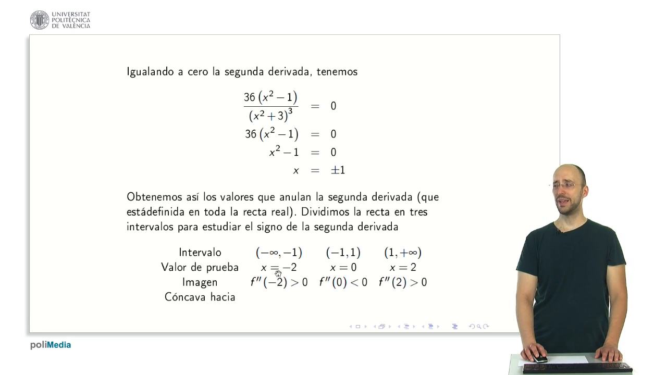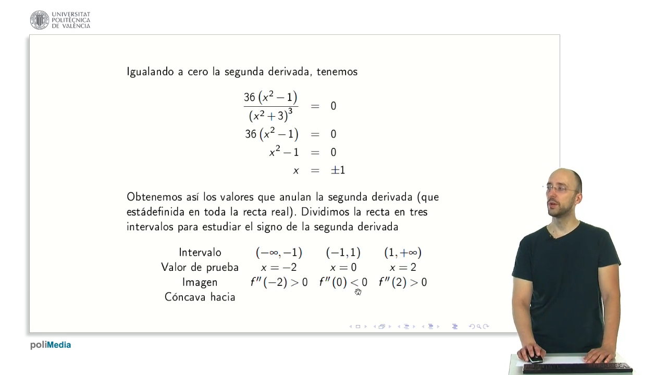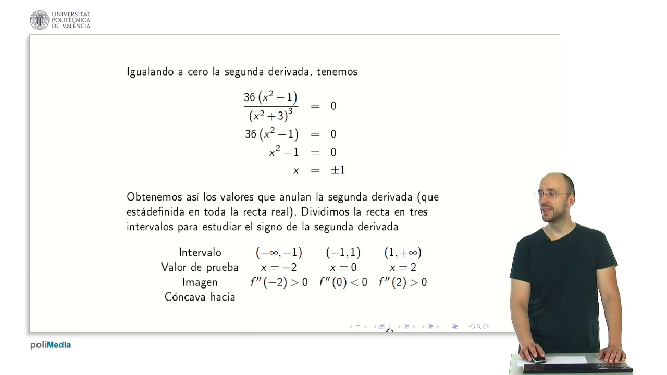Although I haven't included the actual calculations, I've indicated the sign corresponding to the solution. When I substituted x with minus 2 in the second derivative, I obtained a positive result. For x equal to 0, I got a negative value, and for 2, I obtained a positive number. It's simply a matter of taking this function, substituting the chosen values for x, and determining if the result is positive or negative.